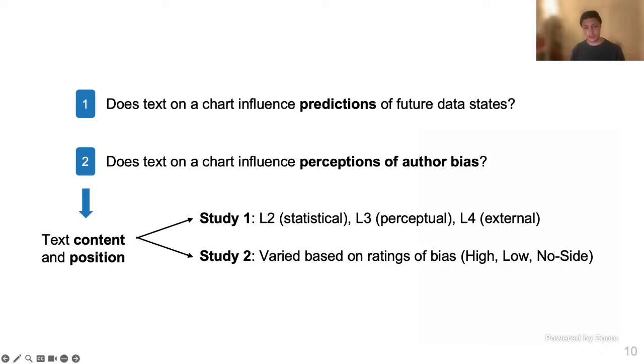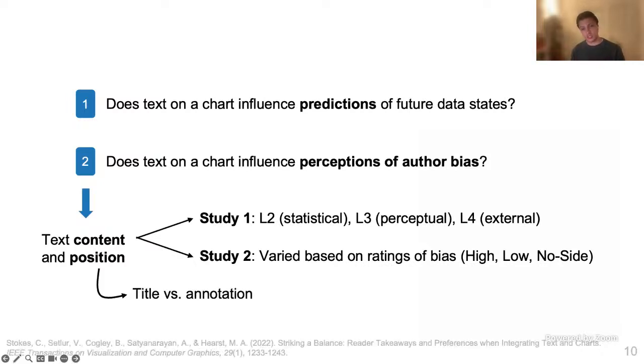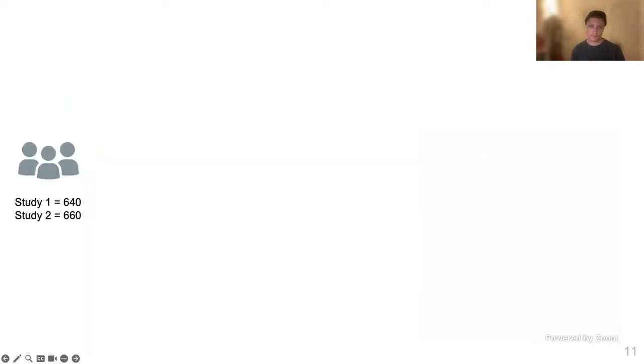And in study 2, we collected crowdsourced annotations, which were then rated on a scale of bias and sorted into high bias, low bias, and text which did not take a side. In terms of position, we used the title and annotation position, similar to those tested in prior works. The general survey flow was the same for both studies as well.